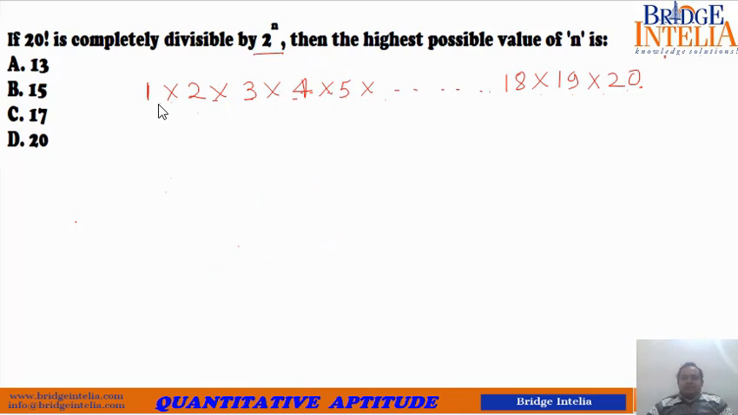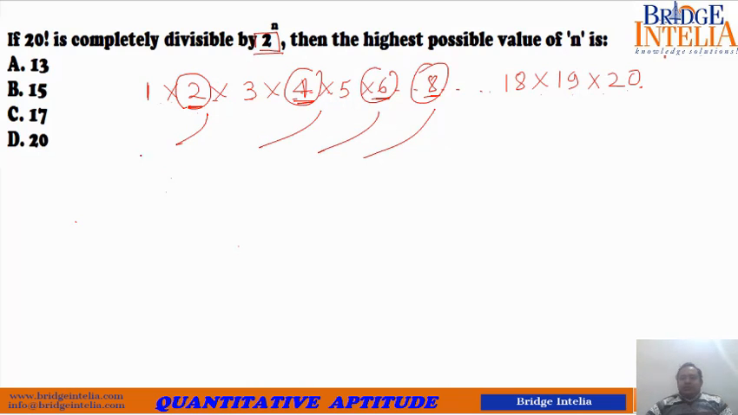So this is 20 factorial. In this product, every second number is a multiple of 2. That means every second number is going to give 1 power of 2. So in 20 numbers, every second number, so 20 by 2, these many powers I have taken out.